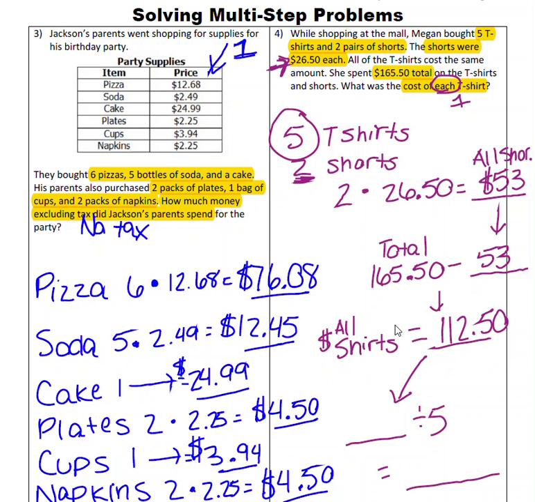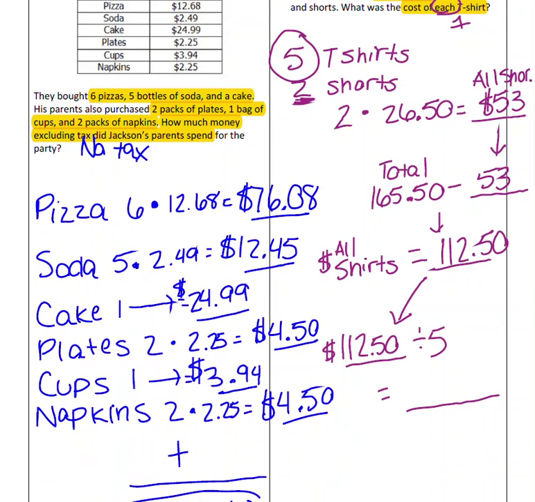Now I only need to know one shirt. So I'm going to take that $112.50 and break it up into 5 shirts. So I'm going to now divide it by 5, and then I get the cost of one shirt. One shirt is going to cost me $22.50, please add in that 0 for place value, cents. So that is my answer. One shirt will cost $22.50.